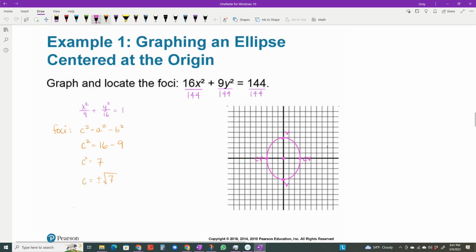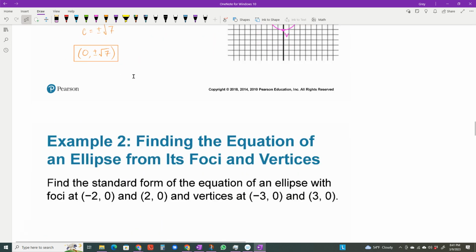You can get your calculator out and look if you want to, but I want to go plot this. The key of where it is, is that it has to be on the same axis with your vertices. So that means I'm going to go up and down between 2 and 3. Okay, and those are my foci. If I had to name them, I would say (0, plus or minus the square root of 7). But it's easy to tell if you graph it and you don't get mixed up on some little simple things. Okay, let's go to example number 2.